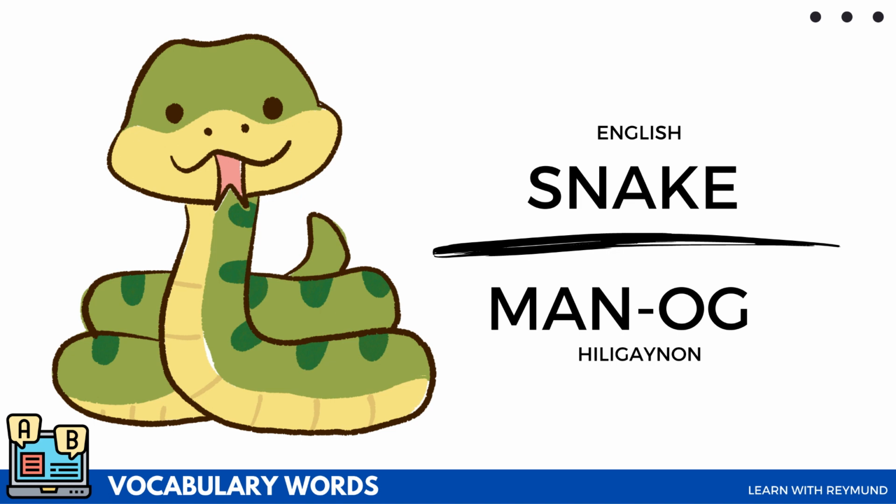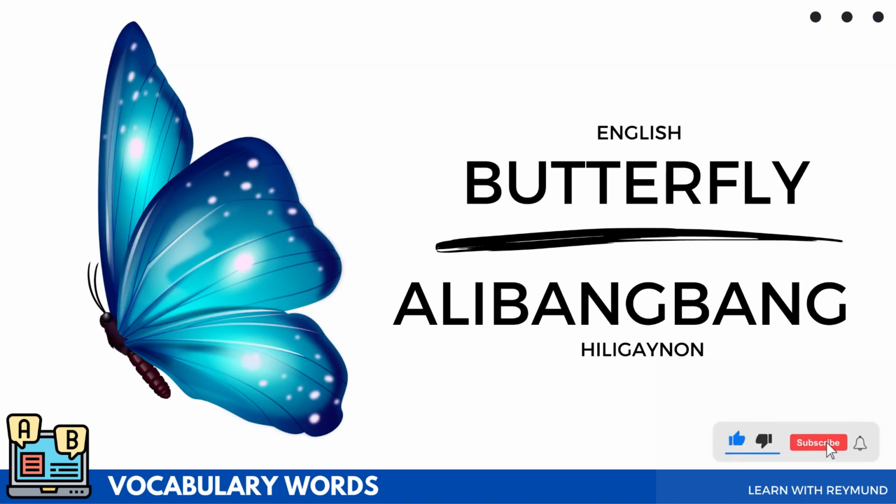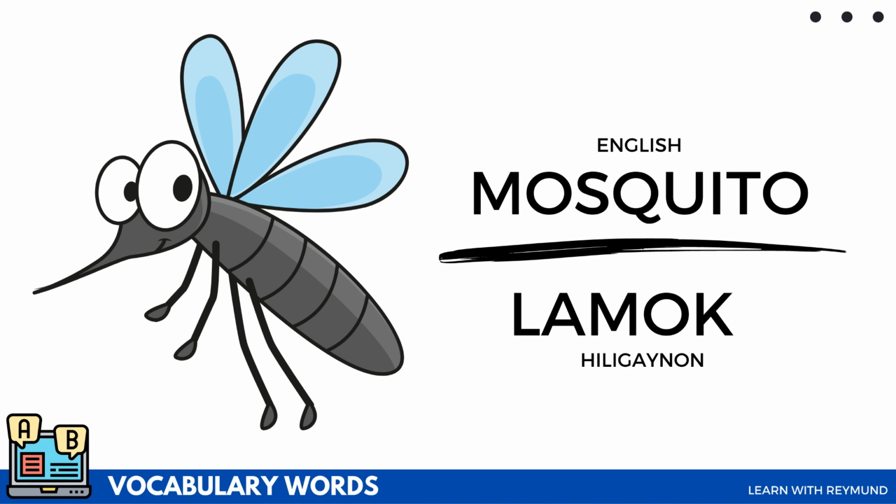Snake, manog. In English, it's a frog, and in Hiligaynon, it's a paka. Frog, paka. It's a butterfly in English, and in Hiligaynon, it's an alibangbang. Butterfly, alibangbang. In English, it's a grasshopper, and in Hiligaynon, it's a maramara. Grasshopper, maramara. In English, it's a mosquito, and in Hiligaynon, it's lamok.